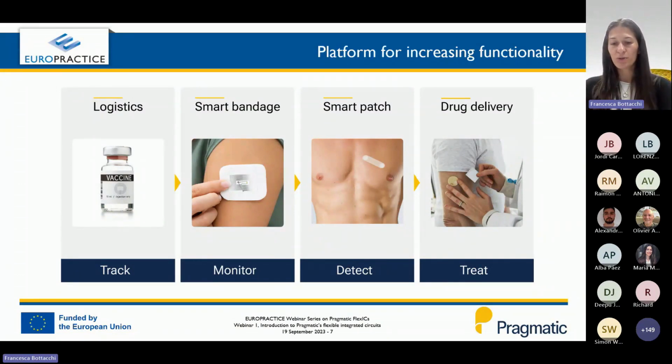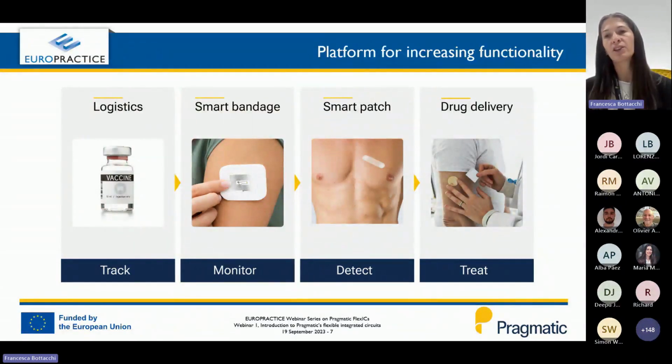And finally, it can also be used for active treating. You can design, for example, a controller and a timer, and you can use that to release a certain amount of drug at a specific interval of time, to really treat a patient at home, but in a very controlled way.